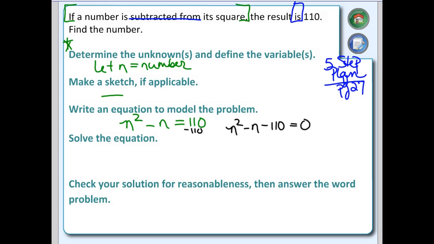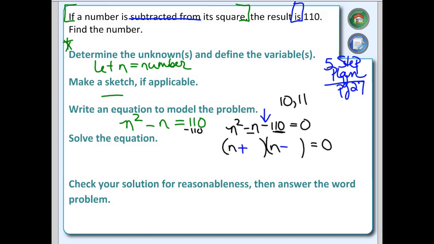If it equals 0, what do we do next? Okay, we've got to factor. How are we going to factor this trinomial? Well, we need the factors of n squared, which are n and n. If I look at my signs, what do I know? Yeah, that back one's minus, so that means one of mine needs to be plus and one of mine needs to be minus. What set of factors are we going to use for 110? Well, 1 and 110 isn't going to work. 2 and 55 isn't going to work. Yeah, right, we need to use 10 and 11.